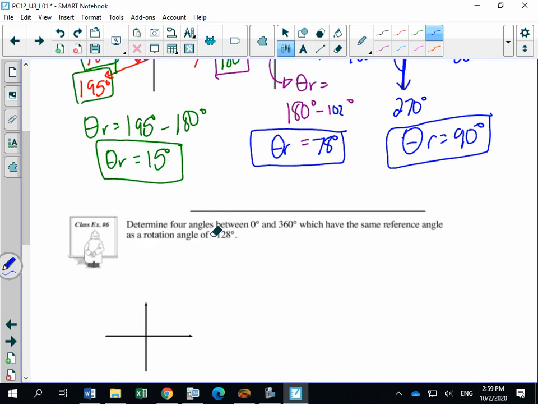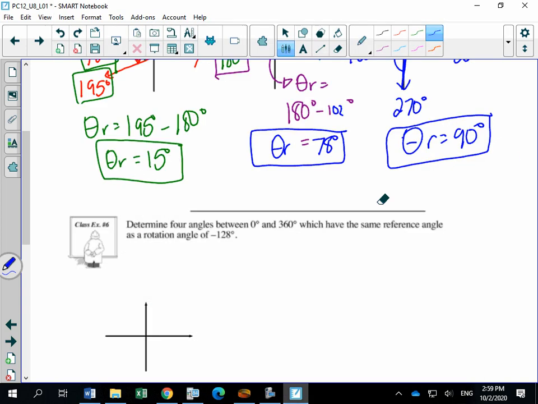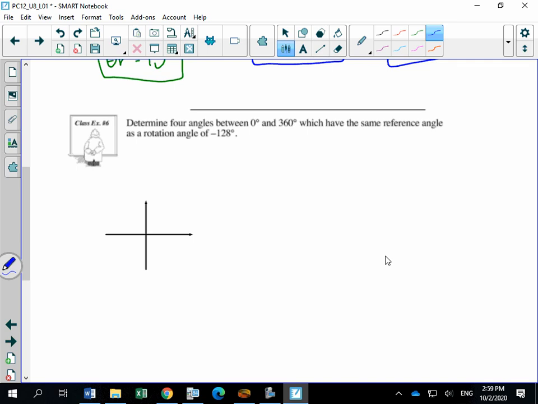Last question. Determine the four angles between 0 and 360 which have the same reference angle as a rotation angle of negative 128. First thing I need to do is find out what the principal angle is. So I'm going to take negative 128 and add 360 degrees. That gives me a principal angle of 232 degrees. These two are coterminal with each other, so I'm going to just deal with this 232.